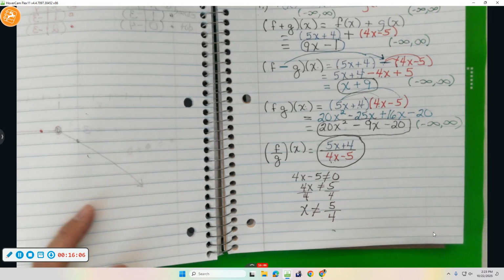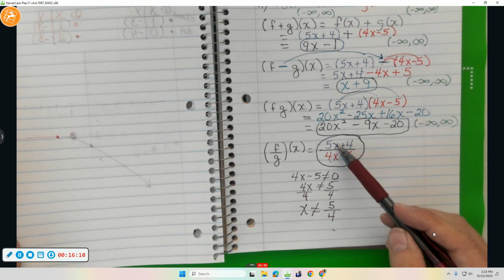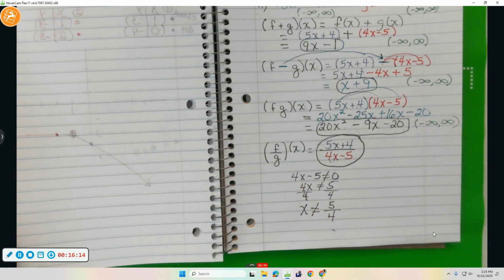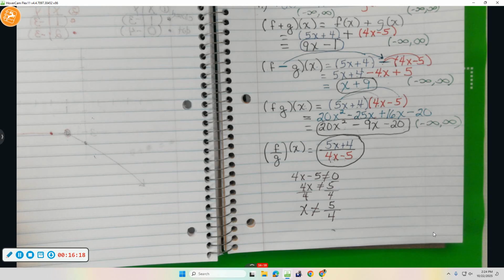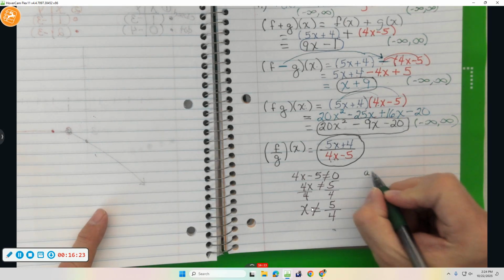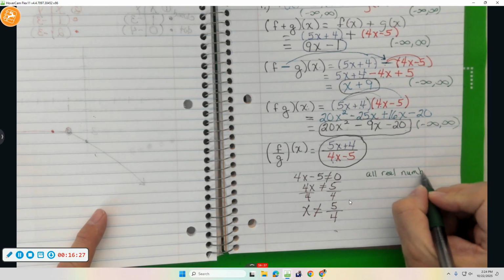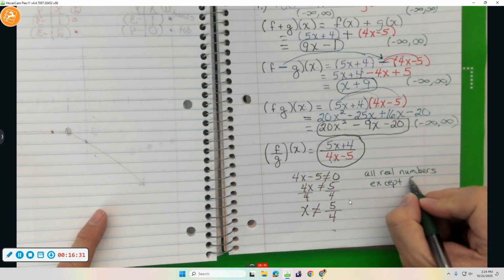Could you plug in 50 million for x? You may not want to, but could you do it? Yeah, yes, you can plug in. The only number you can't plug in is what? 5 over 4. This is saying x can be any real number except for 5/4. But how do we say that using interval notation? There it is in words.